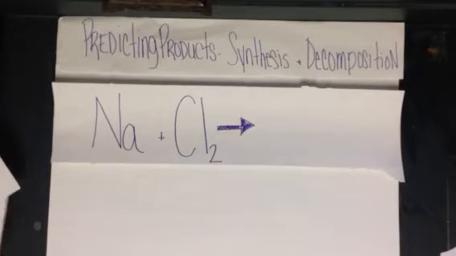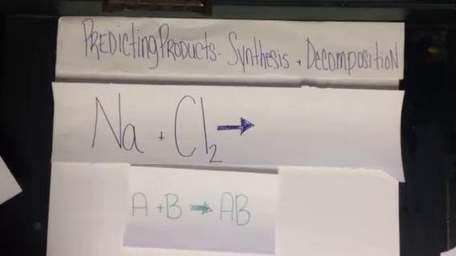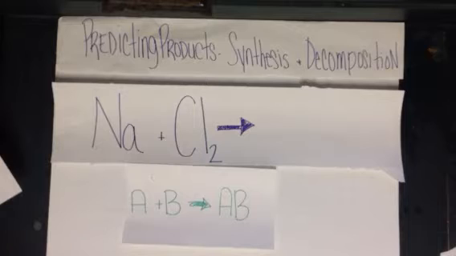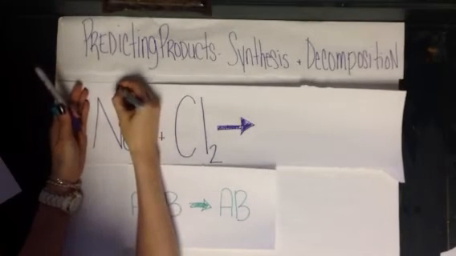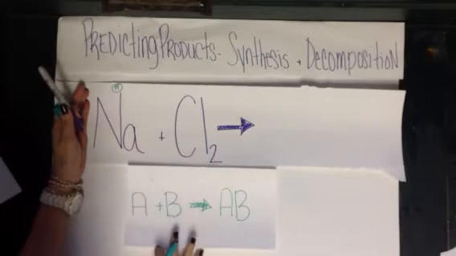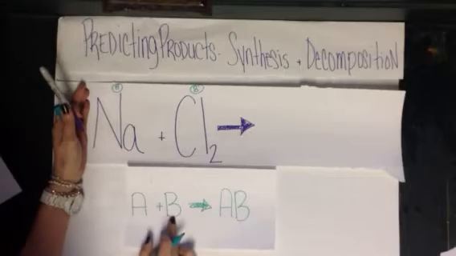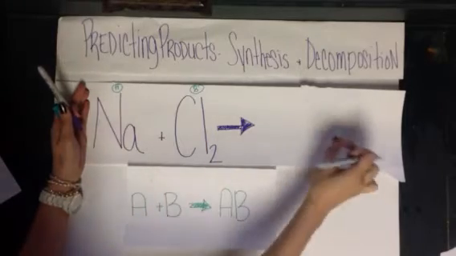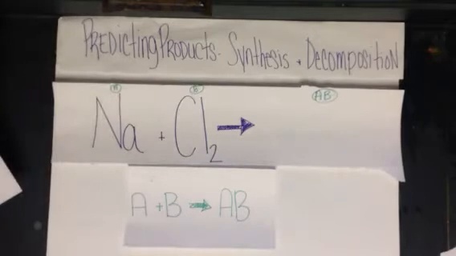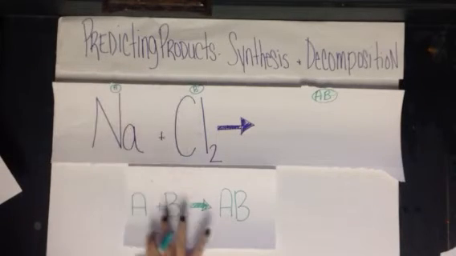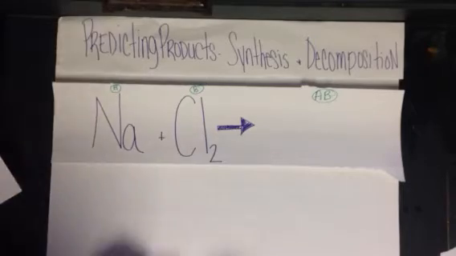So the first thing I need to do is realize that this is synthesis. And how do I realize this is synthesis? Well, I take a look at this and say, okay, I have a single thing here, so we could pretend like this is A reacting with a single thing here, B. A and B are going to come together and make AB. So the reactants help give away that this is a synthesis reaction.